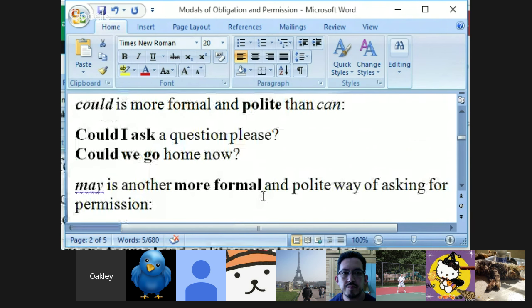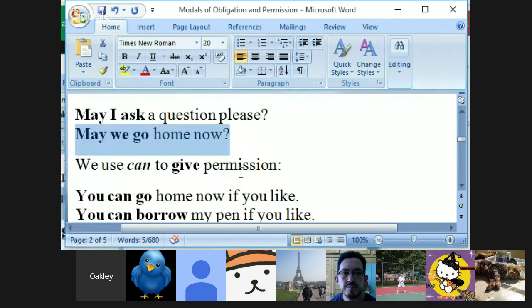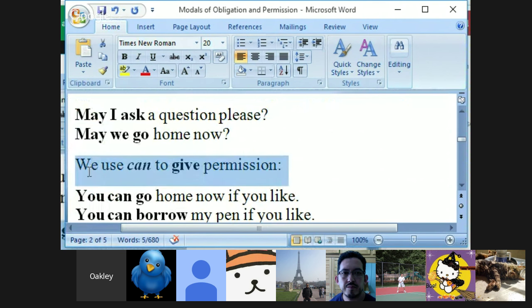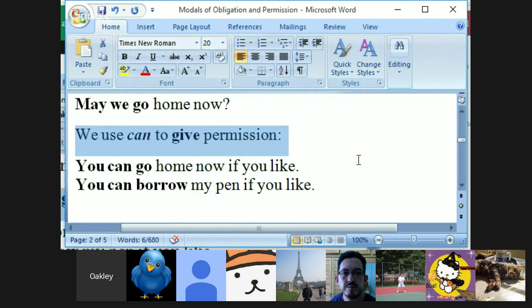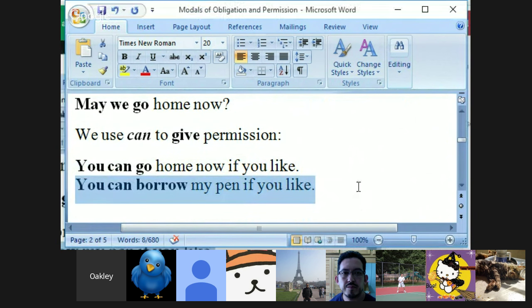Okay, again, there's really no difference in meaning. Just one conveys more politeness. We can also use can to give permission. You can go home now if you like. You can borrow my pen if you like.